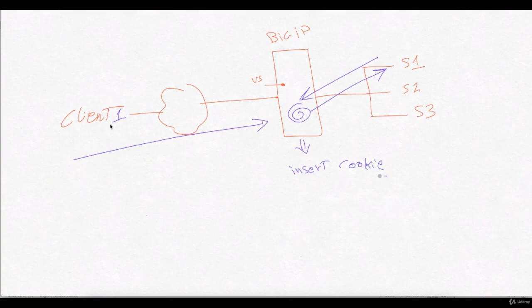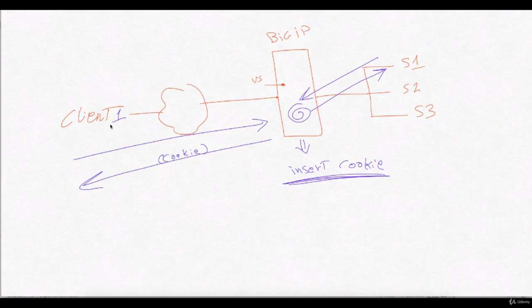This cookie will be containing the node information, the client and the node information. It will contain kind of a hash value. Using that hash value, the BIG-IP will be able to identify the client and the server. So the response to the client will go back, but within the response, there is a cookie.